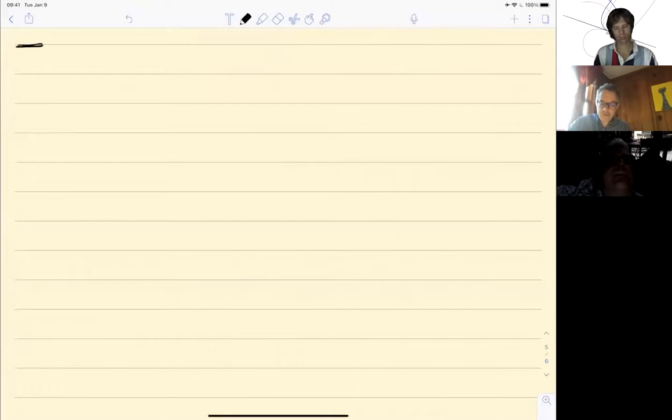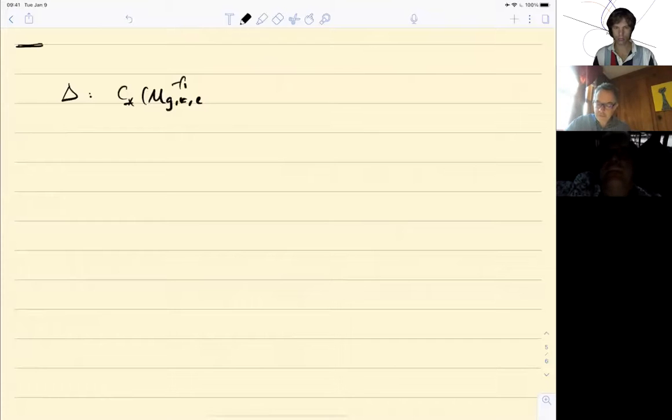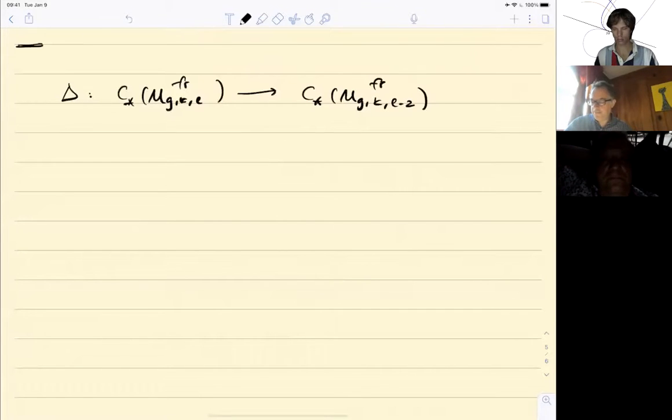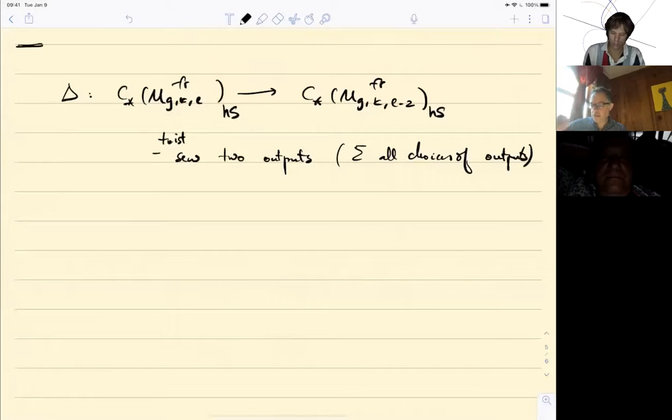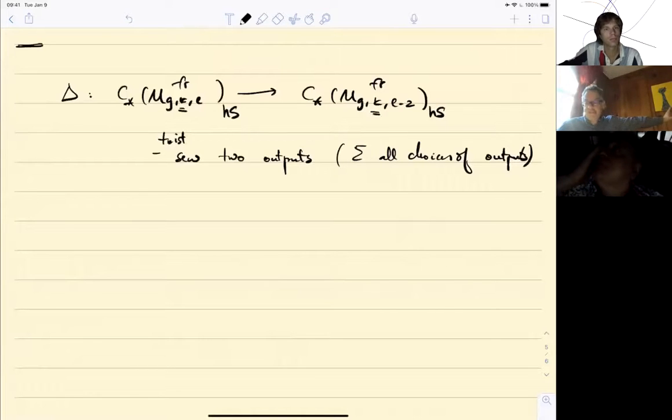So delta is still an operator that goes from chains on MGKL framed to chains on MGKL-2 framed. And here I take HS and here I take HS. And what it does is it's exactly as before, or twist sew, sorry, two outputs. So sum over all choices of such outputs. So the only difference from before is that I allow myself to have some inputs, but the inputs are not affected in any way. They're along for the ride. This operator delta looks exactly like before.